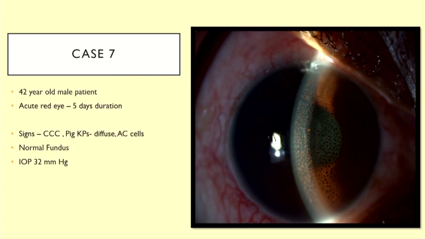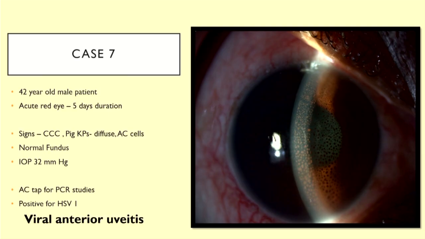So next case, 42-year-old patient, acute red eye of 5 days duration. You see a lot of ciliary congestion, diffuse KPs, all pigmented, cells in the AC, normal fundus but high IOP. What is this? Anything you want to do? Any differentials in mind? So this actually requires probably an anterior chamber tap, and we are looking for something specific and we find it. This is viral anterior uveitis, a very, very classical presentation.